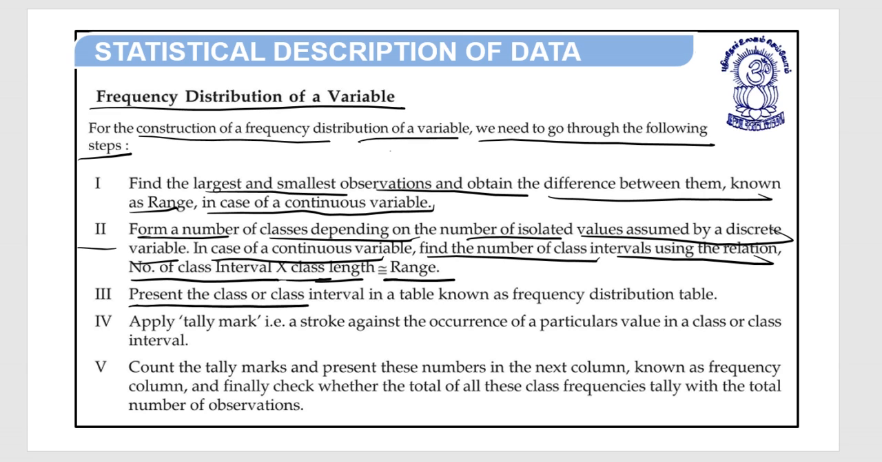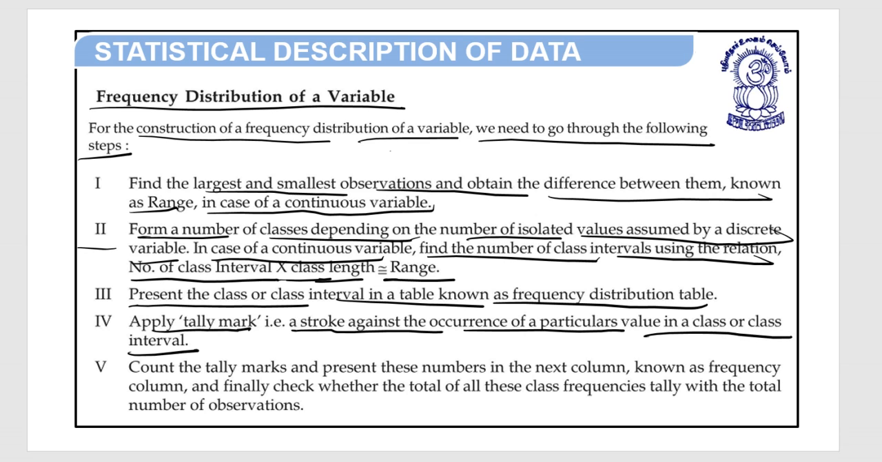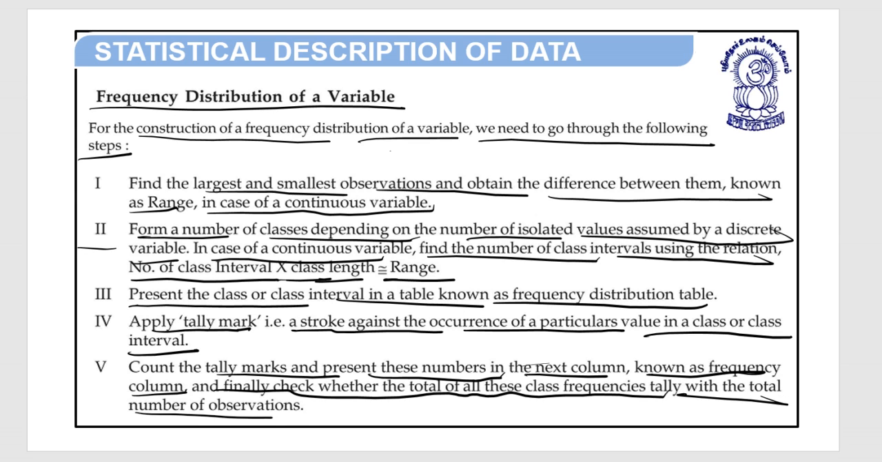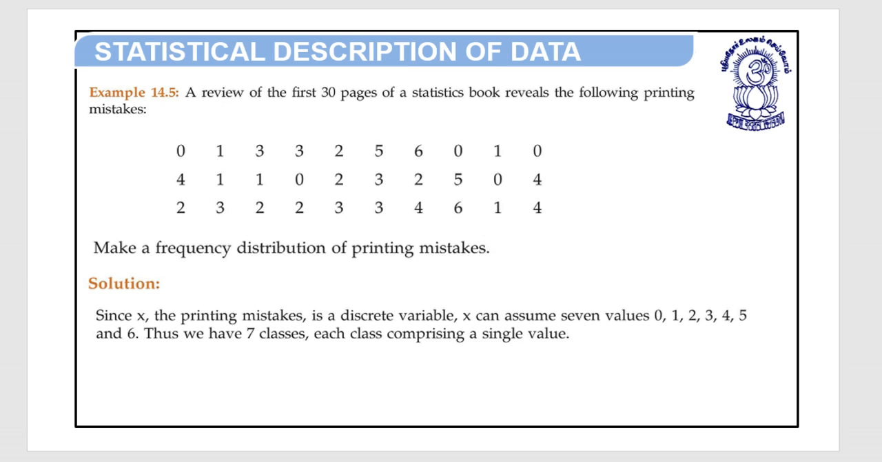Third, present the class or class interval in a table known as frequency distribution table. Apply a tally mark, a stroke, against the occurrences of a particular value in a class or class interval. Count the tally marks and present these numbers in the next column, known as frequency column, and finally check whether the total of all these class frequencies tallies with the total number of observations.